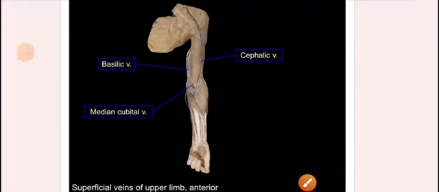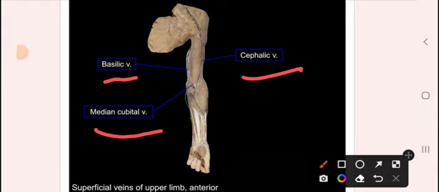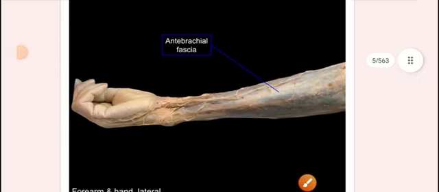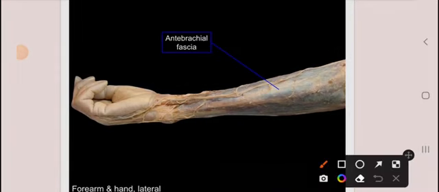In this video we will cover upper limb anatomy and the structures. In this image we can see the superficial veins of the upper limb anteriorly. These are the superficial veins of the upper limb: cephalic vein, median cubital vein, basilic vein. And the next image shows us the forearm and hand laterally, and we can see the antebrachial fascia.